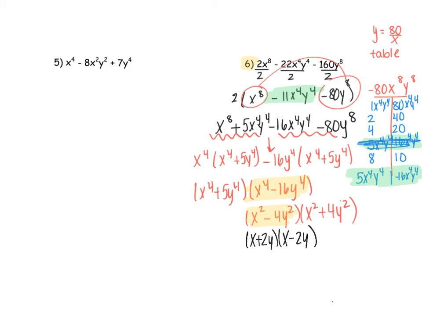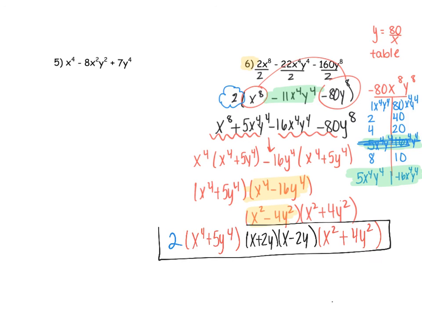And I can go ahead and bring down all my other terms. And then don't forget your GCF that we had from the beginning, which was 2. So all that work, and that is your final answer. All right, so take a minute, try 5 on your own, and then hit resume when you're ready for the answer.